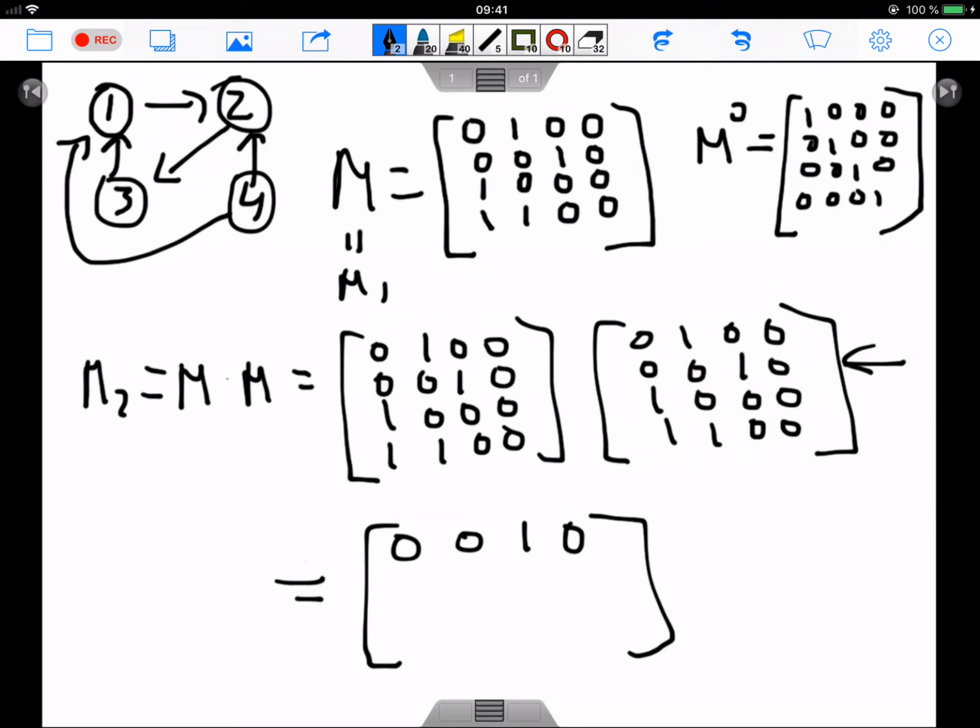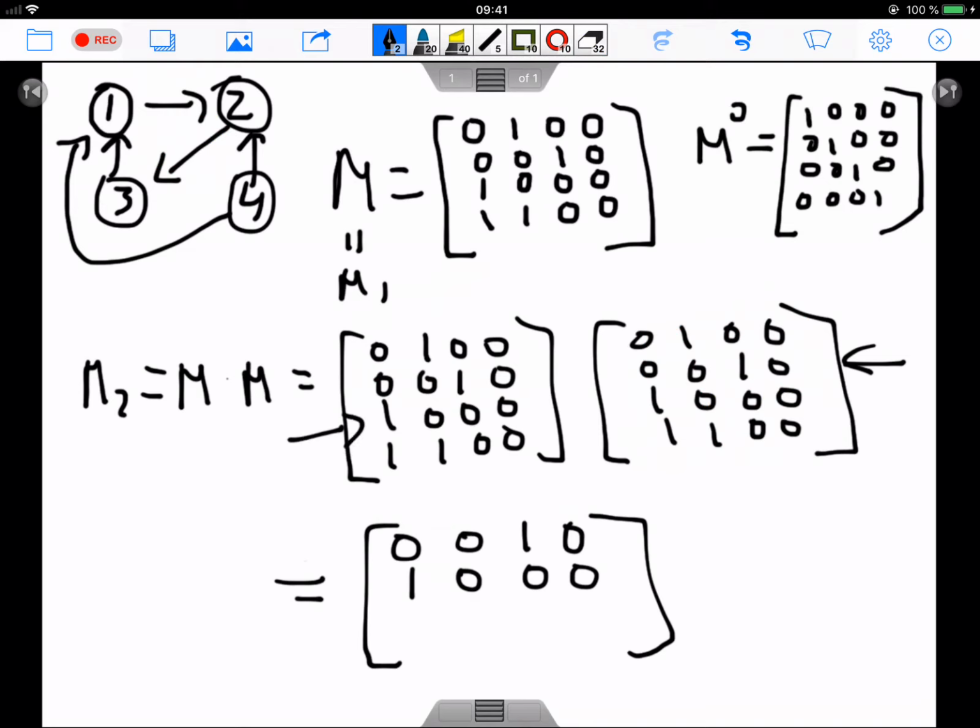Okay, so we are going to obtain here 1 0 0 0 0, and that is consistent with the interpretation of the square of the adjacency matrix as the 2 reachability matrix, because if you check in the graph, we have a path of length 2 from 2 to 1, and that is the only path of length 2 that we can get starting in 2.